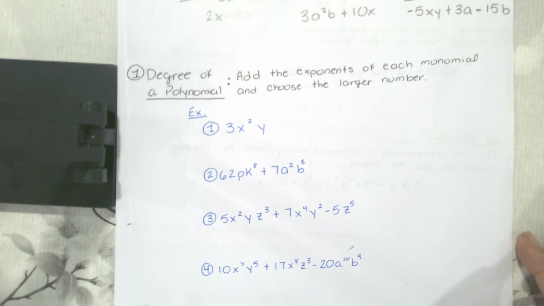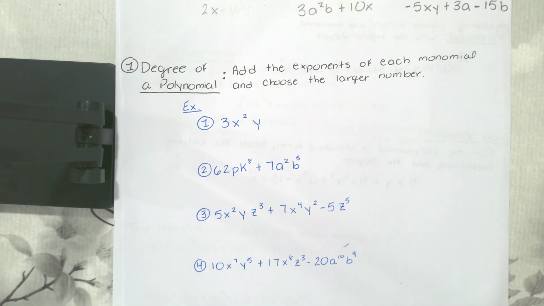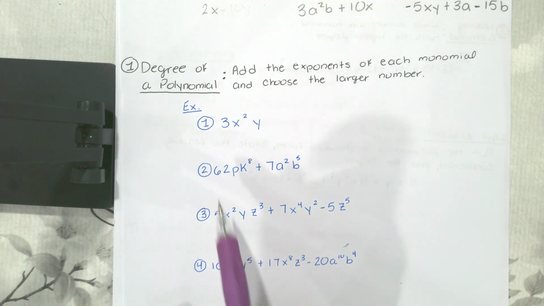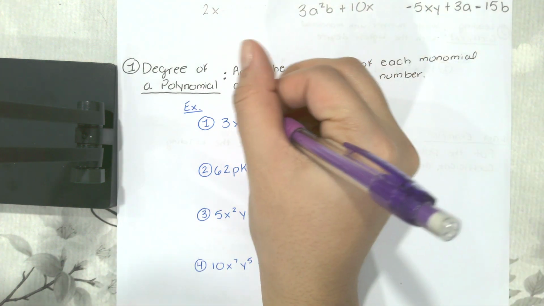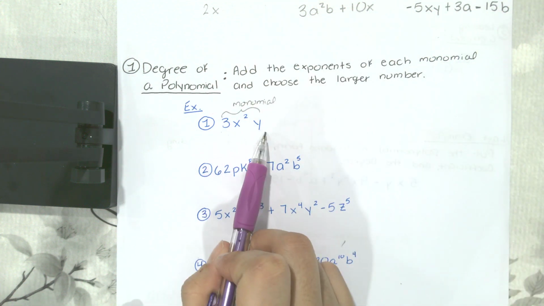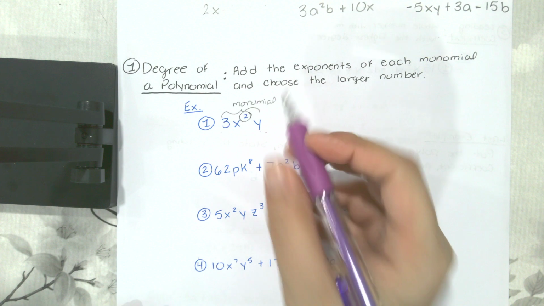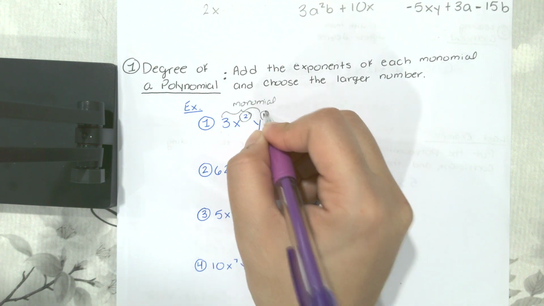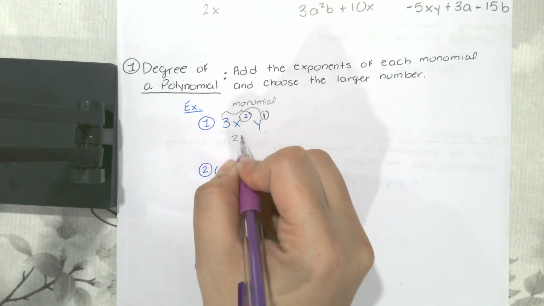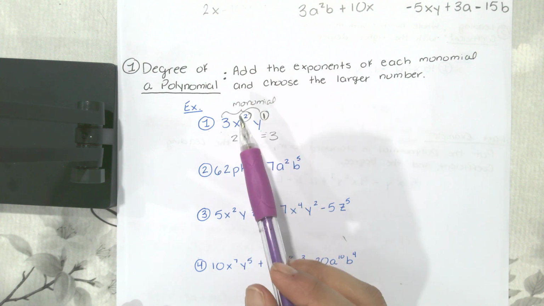Our next vocabulary term is finding the degree of a polynomial. When you are finding the degree of a polynomial, all you are doing is adding the exponents of each individual term, and you choose the largest one. If I look at my first example, this is a monomial. So all I'm going to do here is take my exponents. You have this 2. And anytime you have the variable by itself, there's always an invisible 1 here. So I'm taking that 2 and the invisible 1, and I'm going to add them together. It's going to give me 3.